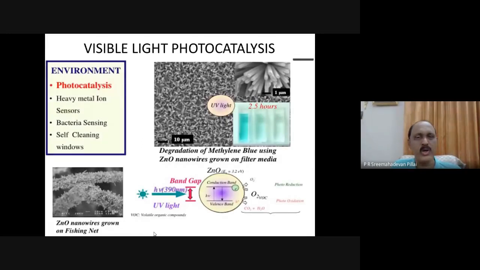Anyway, I'm coming to the scope of photocatalysis in the environment. Photocatalysis means catalysis in the presence of light. For example, food is prepared by all the plants as a form of photocatalysis. Food is prepared in the plant leaves in the presence of sunlight, absorbing carbon dioxide and air through the plant leaves, because the plant leaves are porous. So the same photocatalysis theory can be used for heavy metal sensors, bacteria sensing, self-cleansing.